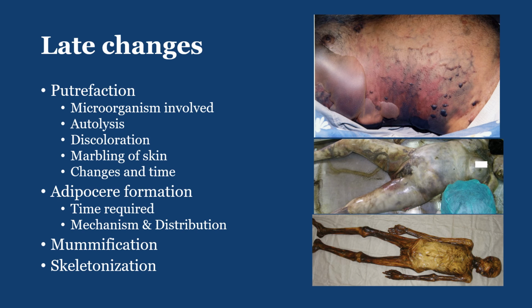So late changes can be classified into three types: putrefaction, adipocere formation or mummification. Adipocere formation and mummification are modifications which occur due to the decomposition processes. Putrefaction is a natural stage, a process by which complex organic body tissues break down into simpler inorganic compounds or elements due to the action of saprophytic microorganisms or due to autolysis.